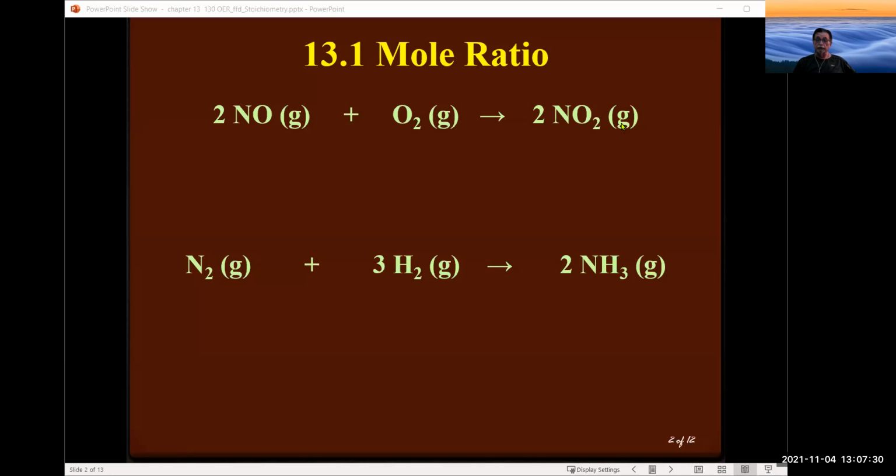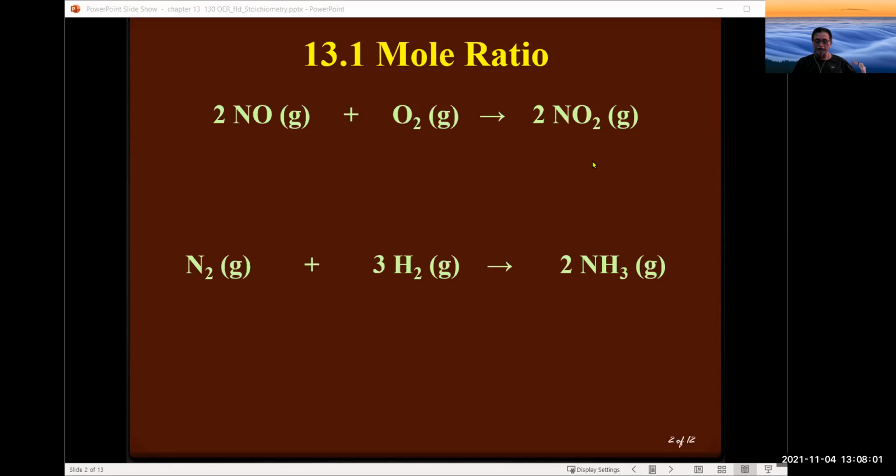Let's take this example. We have a reaction of nitrogen monoxide reacting with oxygen to give us nitrogen dioxide. It looks like it's balanced, but let's check to make sure. We have 2 nitrogens in the reactants and 2 in the products. We have a total of 4 oxygens on the reactant side and 4 on the product side. Therefore, it is balanced.